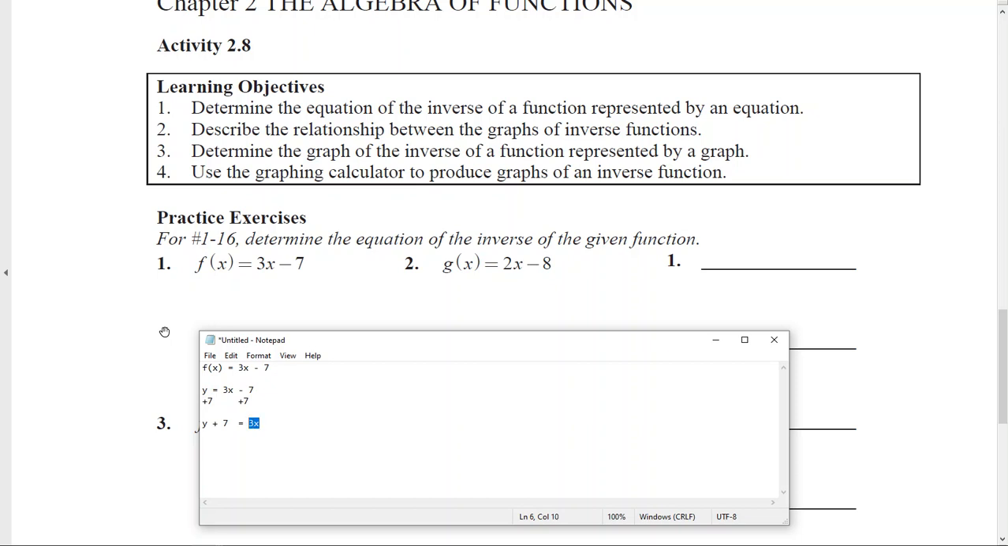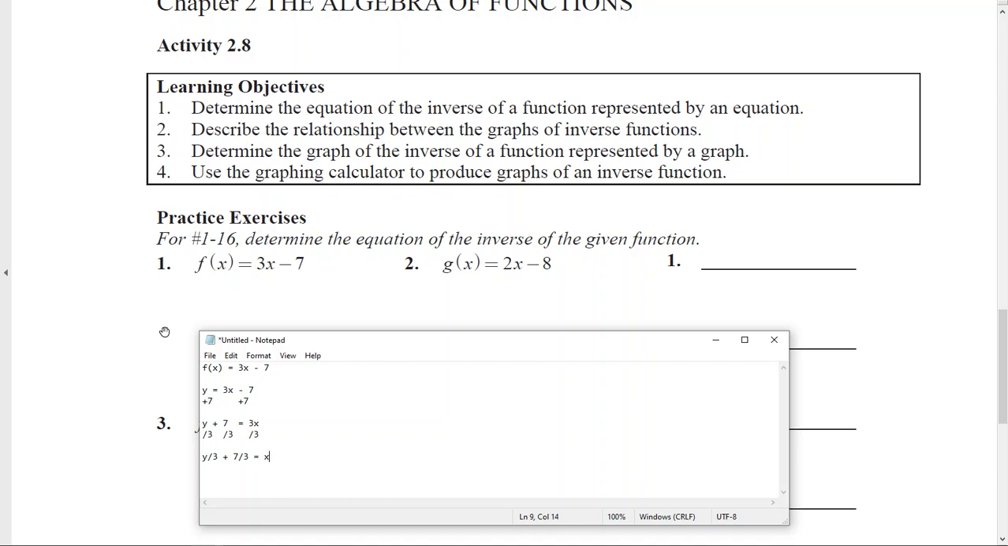Okay, so I need to get x by itself, not 3x, so that 3 has got to go. So we are going to divide by 3. There we go. And when we divide by 3, we're going to make sure we distribute that division so every little piece gets divided by 3. So I have y divided by 3 plus 7 divided by 3 equals x.